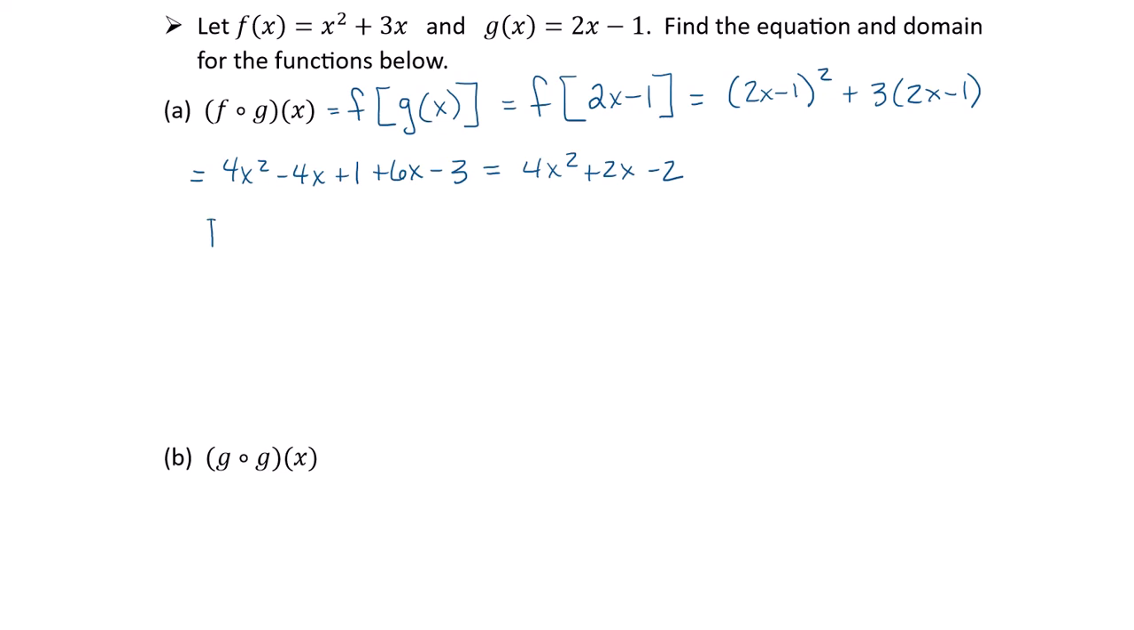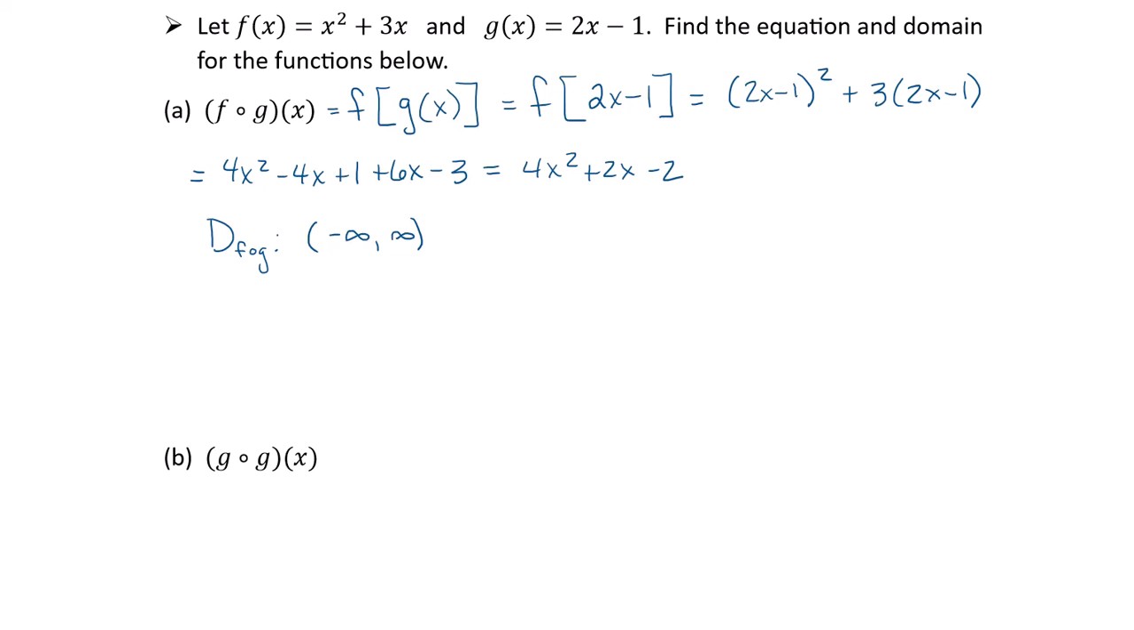The domain for f composed of g is such that x is in the domain of g. The domain of g is all real numbers. And g of x is in the domain of f. The domain of f is all real numbers. So we have the domain of negative infinity to positive infinity.